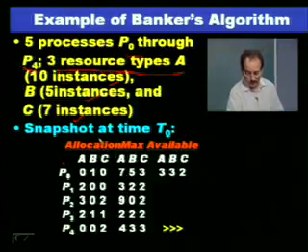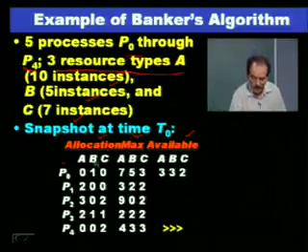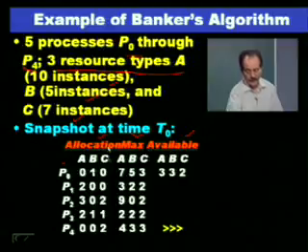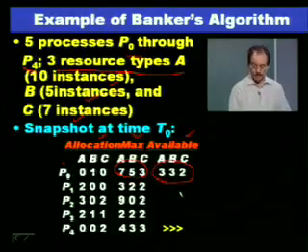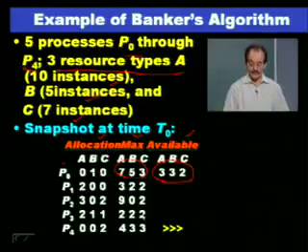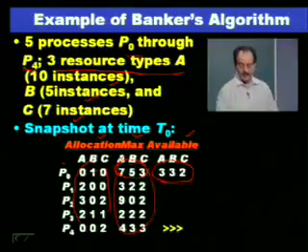Now, we have the allocation, maximum and available. What does it mean? For P0, I have not allocated any resource of type A, I allocated one resource of type B and 0 resources of type C, and the maximum it requires is this value, and available are these. Same way for each of the processes. This is the allocation, this is what it requires at the maximum, and this is what is available to me.